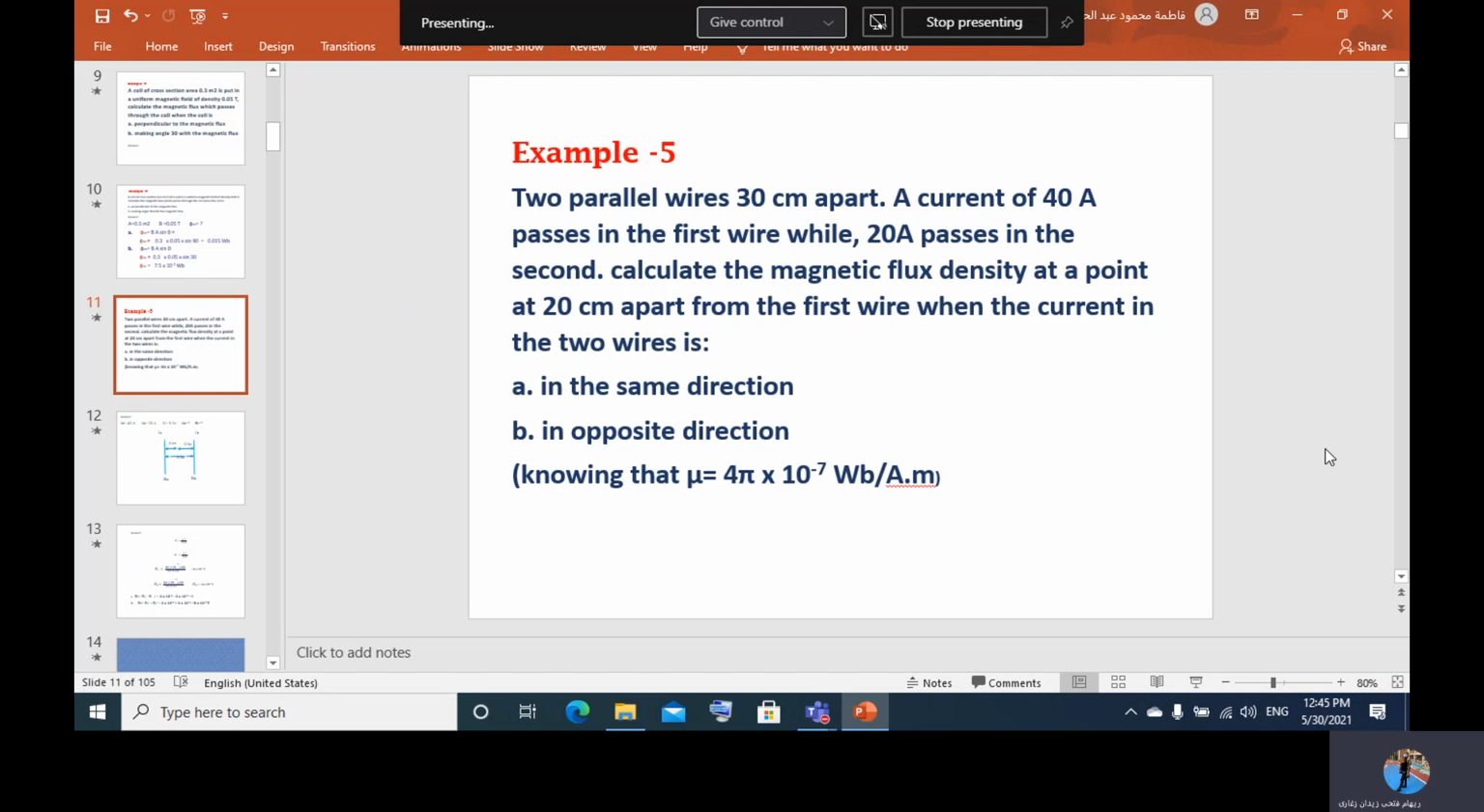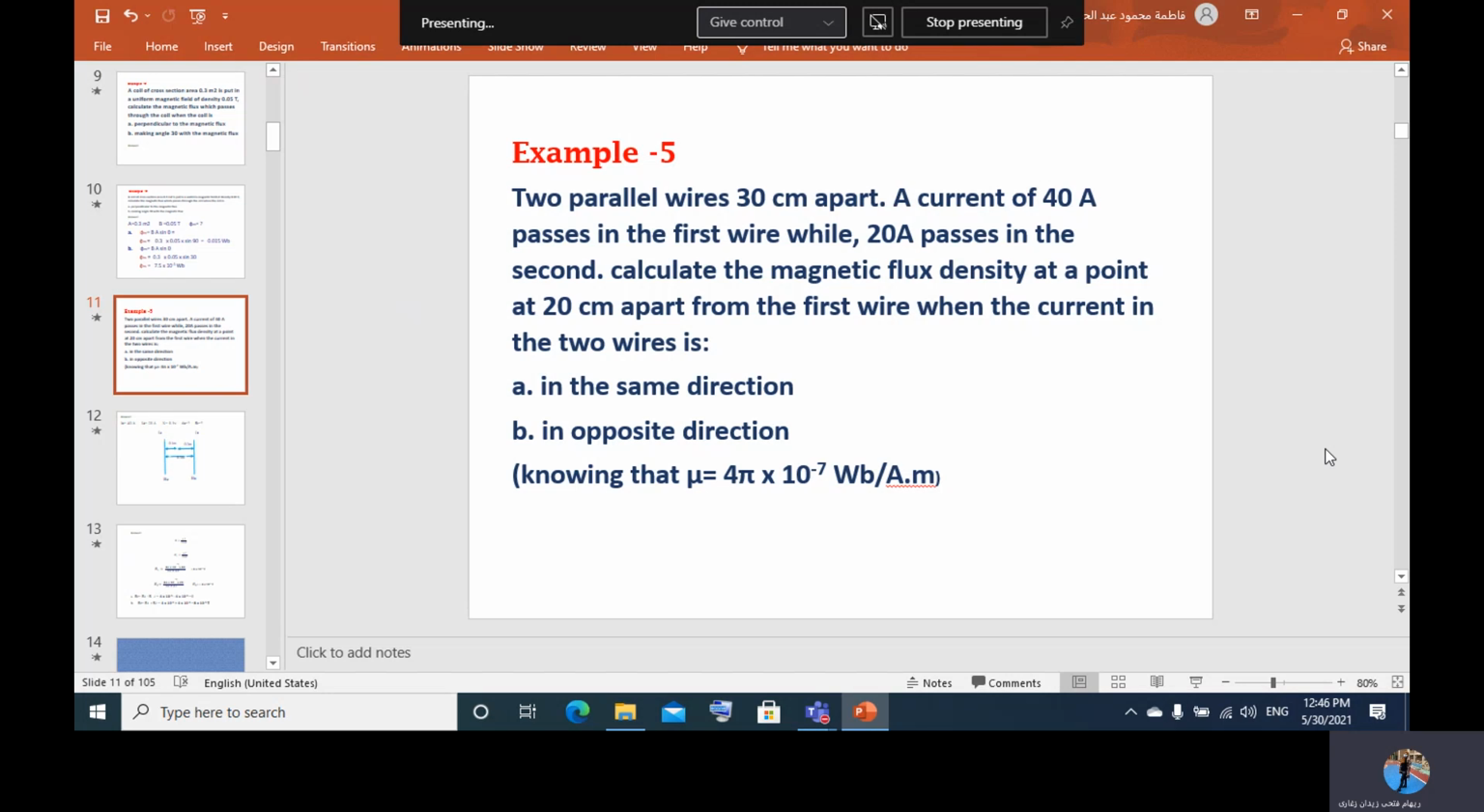We need to draw the diagram of what's going on just to have an idea of what the question is all about. So the first thing is I have two parallel wires, and the distance between them is 30 centimeters. Both wires are parallel to each other. Now, I have current passing in the first wire, 40 ampere, and 20 ampere passing in the second.